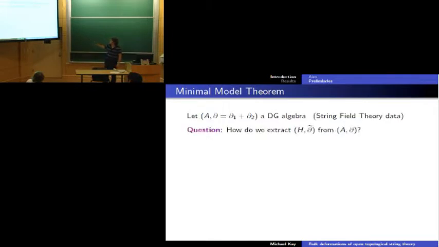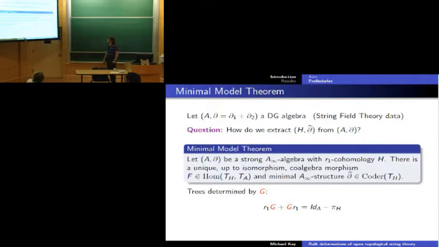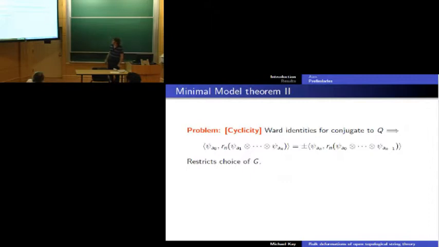So now the question is, how do we extract from this simple structure the topological string theory? And there is a theorem, the minimal model theorem, that tells us that up to A-infinity isomorphism, up to reparametrizations, there is a unique morphism and A-infinity structure on shell, so on the topological string theory, determined by the string field theory. And this corresponds essentially to the tree construction in the string field theory, and the only ingredient needed to specify this is a homotopy G for the BRST differential R_1. So everything seems nice and easy.